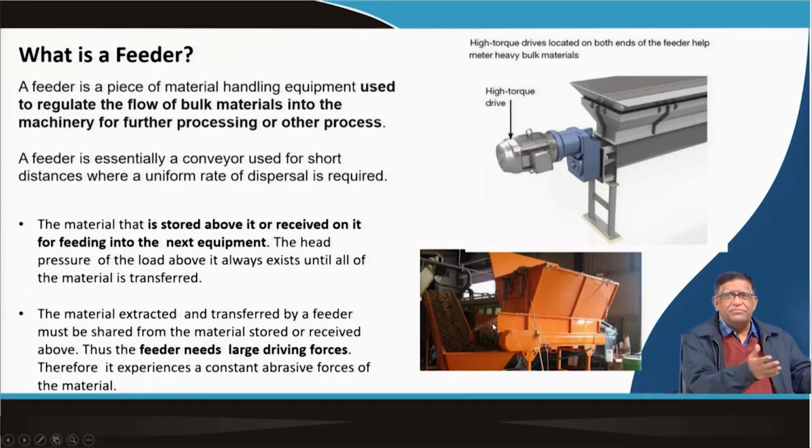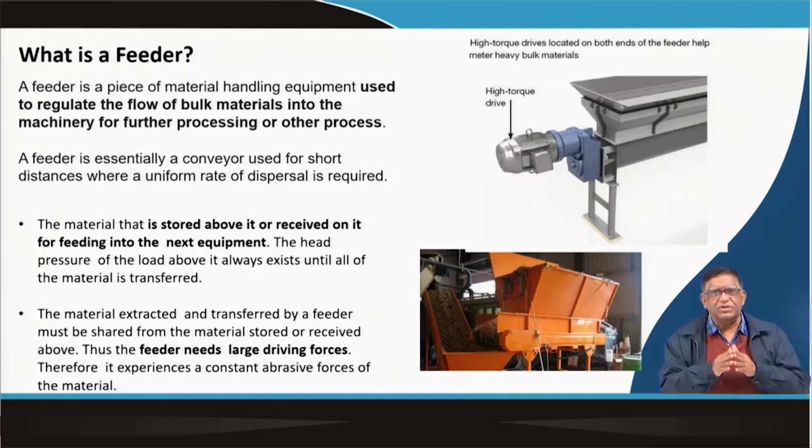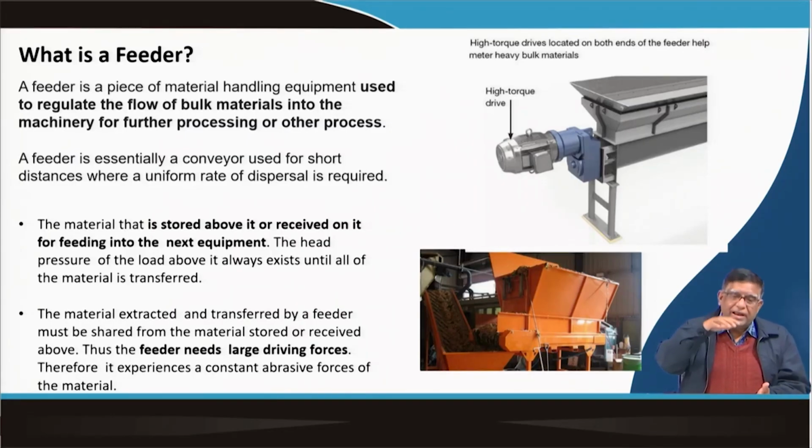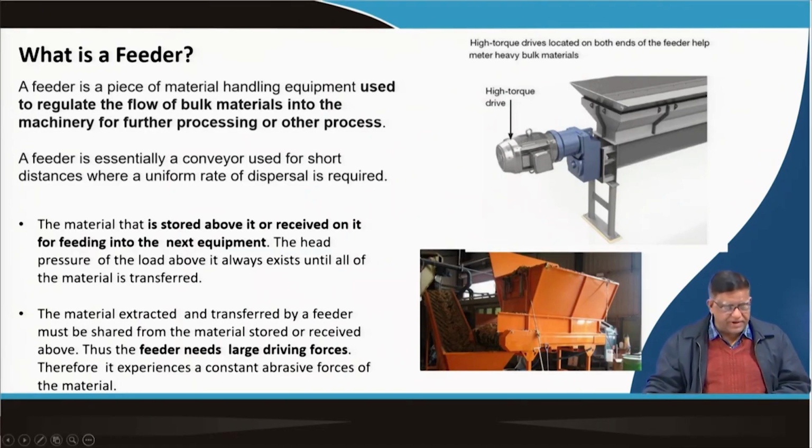On a normal conveyor belt, as you have seen in the calculation of the conveyor belt, we take the cross section of the material which is on it. But here you are not thinking about that cross section. The whole material stored at the top, its whole pressure, is coming onto the conveyor belt. So that is the difference between a feeder and a belt.